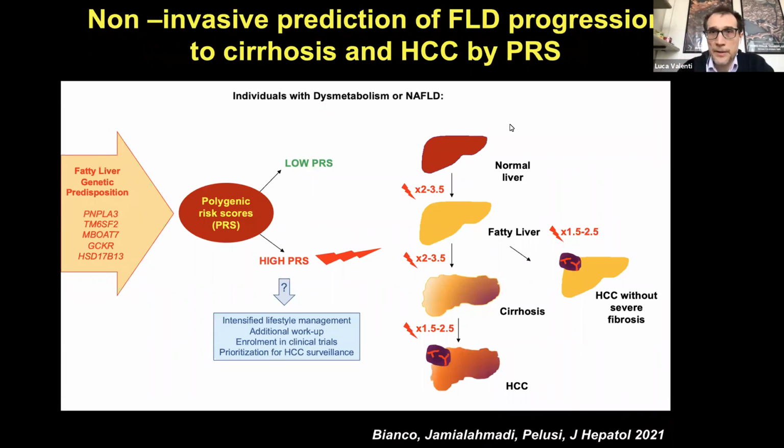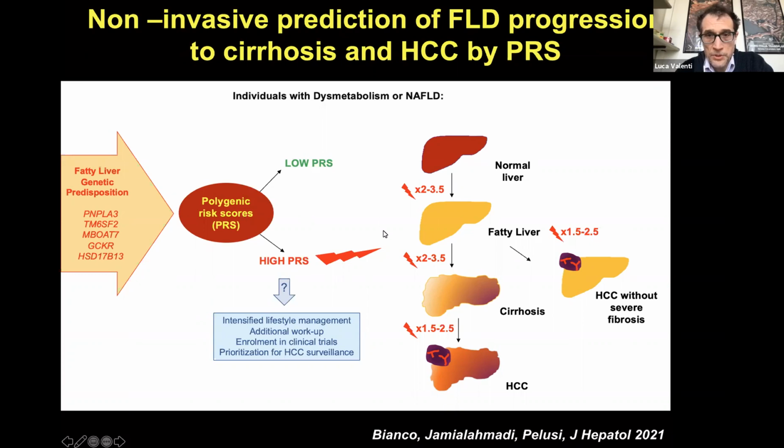And more recently, by combining the 5 main genetic risk factors for this condition, besides the three I mentioned before, also variants in glucokinase regulator, modulating the lipogenesis in the liver, and HSD17B13, which is a modulator of the risk of lipotoxicity and inflammation in the liver, we developed polygenic risk scores of hepatic fat accumulation and fatty liver.